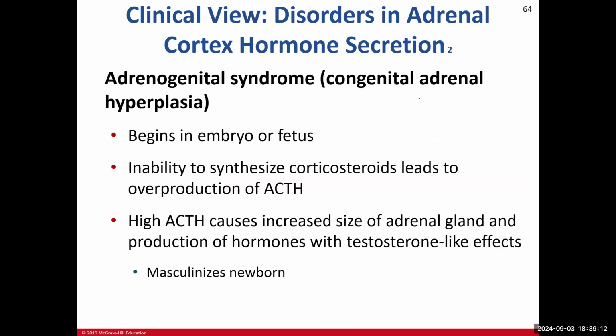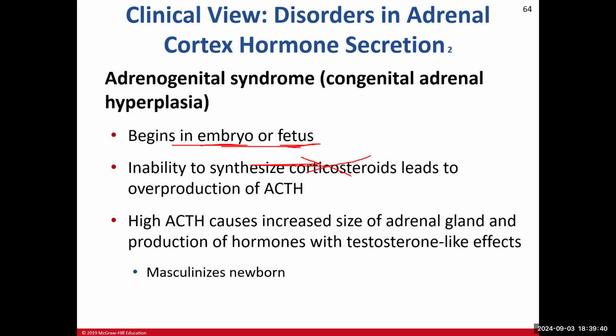So this is an interesting condition here, the adrenal genital syndrome. We'll see this as early as embryological, but normally you'll see it more often during fetal development. Unfortunately, what happens is, in this organism, this particular person cannot make the corticosteroids. So what happens? Well, let's think about it.